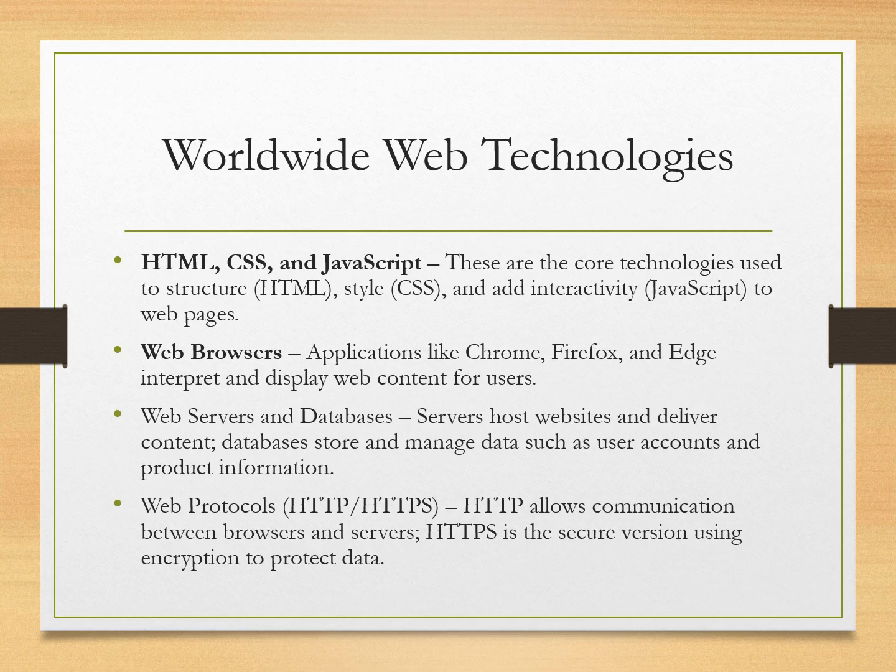Web browsers such as Chrome, Firefox, and Edge interact with and display the web content for the user. A web server hosts websites and delivers content to users. Web protocols like HTTP enable communication between browsers and servers, while HTTPS adds a layer of security by encrypting data and ensuring a secure connection.